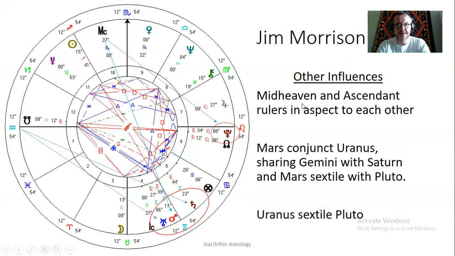Other influences: midheaven and ascendant rulers are in aspect to each other. So Mars, the personal ruler of the midheaven in Scorpio, is at 11 degrees Gemini. Pluto, 8 degrees of Leo. They are in sextile aspect to each other, so it's harmonious with the midheaven. So Jim was pretty driven in his midheaven energy.